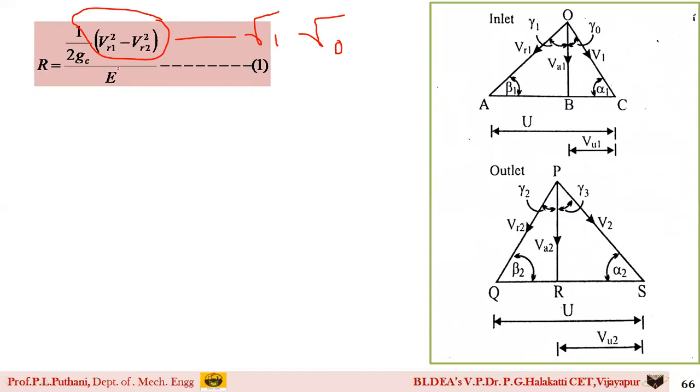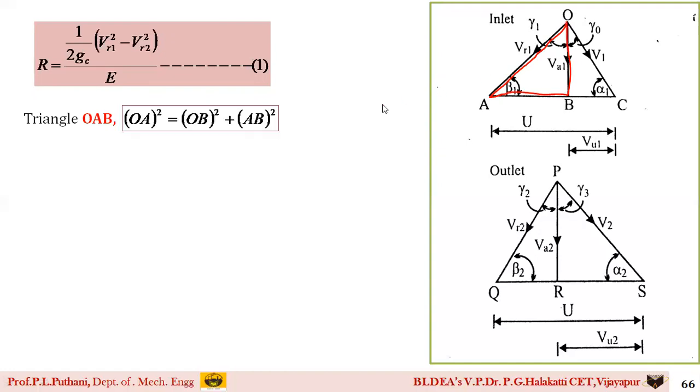Similarly, even energy also, already we have learned how to get the value of E. Now let us see how we can get all these. Triangle OAB. Again, I go for the inlet velocity triangle OAB. So in the inlet velocity triangle OAB, I will find OA square, applying our hypotenuse rule. OA square is equal to OB square plus AB square.